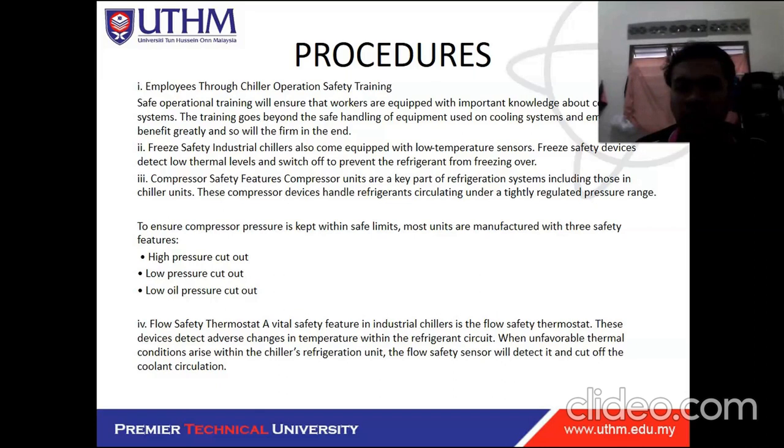Compressor units are a key part of a refrigeration system, including those in chiller units. To ensure the compressor is kept within safe limits, most units are manufactured with 3 safety features: high pressure cutout, low pressure cutout, and low oil pressure cutout. And lastly is the flow safety thermostat, which is a vital safety feature in an industrial chiller. This device detects adverse changes in temperature within the refrigeration circuit when unfavorable thermal conditions arise with the chiller refrigeration unit, and the flow safety sensor will detect it and cut off the coolant circulation.